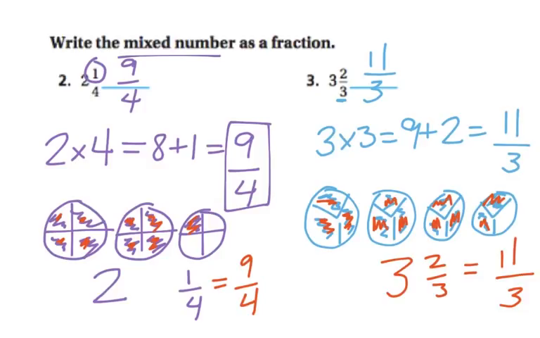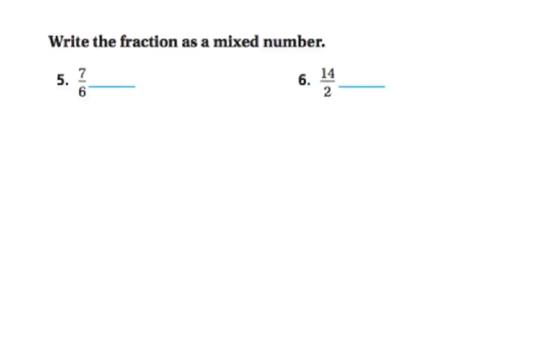Okay, we're going to now move on to the next section. If you need to pause this video, go ahead and do so. Now we're going to pretty much go backwards. The last time we started with a mixed number and then converted that into an improper fraction. This time we have the improper fraction and we're going to convert that to a mixed number.